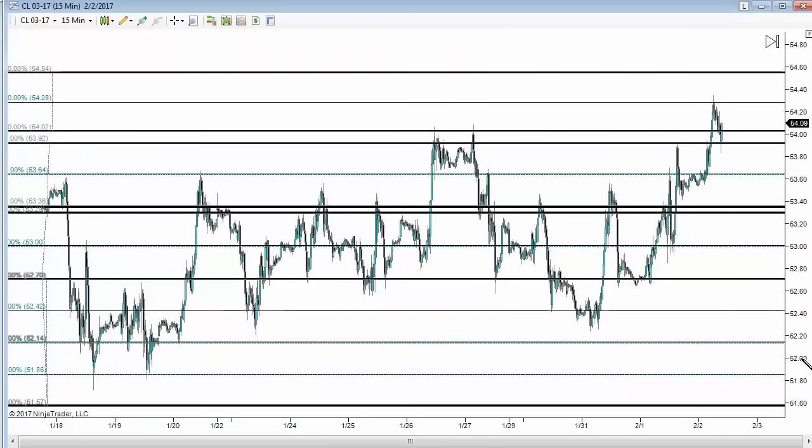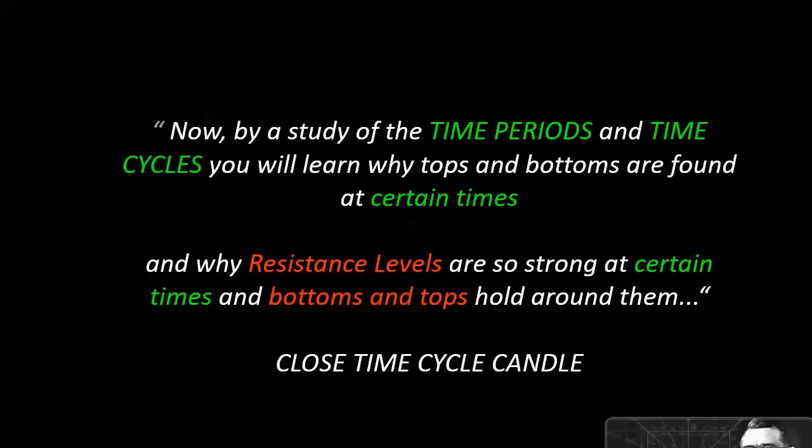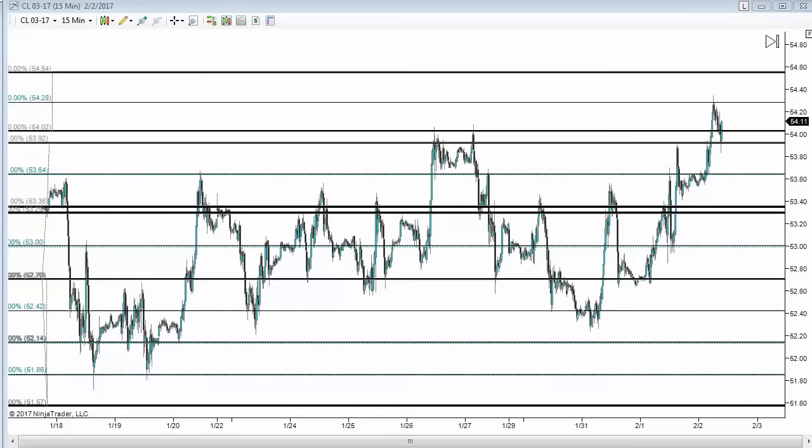Remember how we got here. We used time cycles to get here. Gann told us that we would see what? You'll see resistance levels generated by the time cycles that cause bottoms and tops to hold around them. So with that fresh on your mind, look, we've discovered resistance levels that cause bottoms and tops to hold around them. Okay, and that last level that we've discovered that was right on time using a Gann technique that he said we would see was at 54.28.